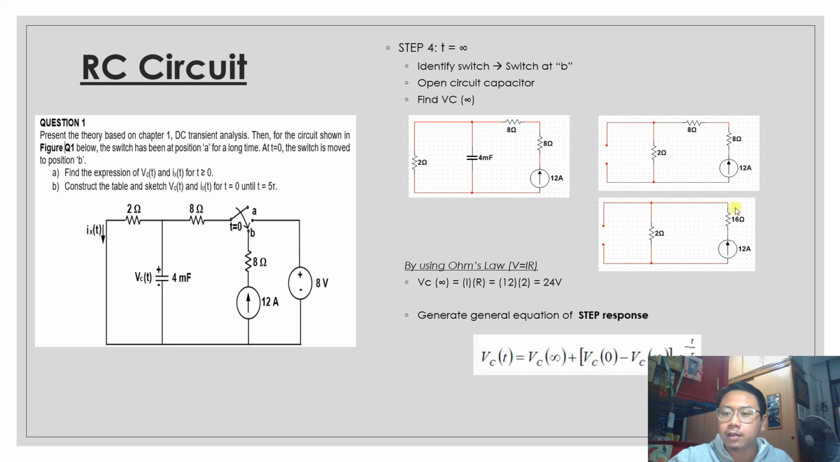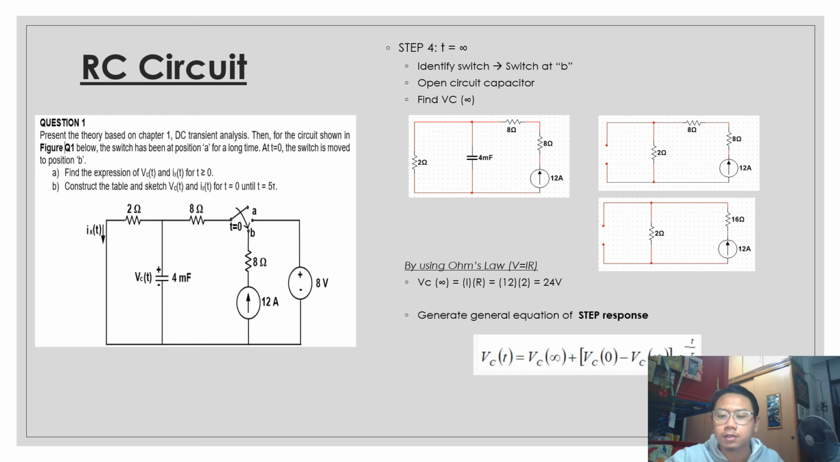In this circuit, I already put these two resistors, 8 ohm and 8 ohm, in series, and the resistance becomes 16 ohm. Then just by using Ohm's law, V equals IR. VC infinity is equal to 12 ampere times 2 ohm. So how about the 16 ohm resistor? The basic rule in electrical circuits is that current remains the same in a series circuit. So by using Ohm's law, 12 ampere times 2 ohm, VC infinity is equal to 24 volt.